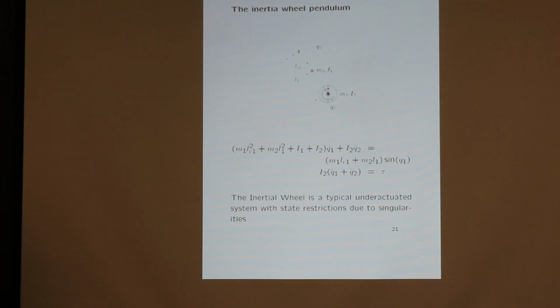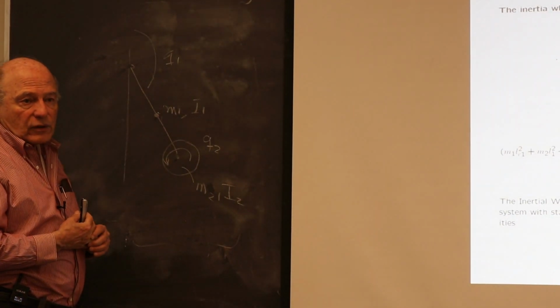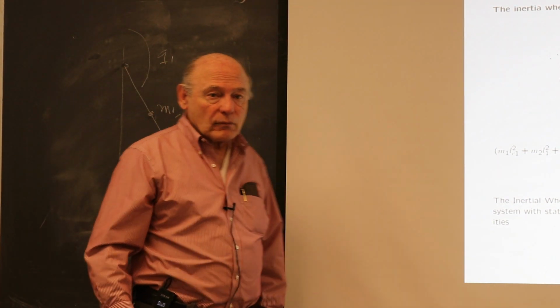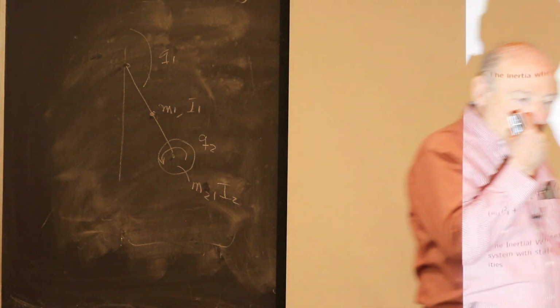You need one coordinate to describe this mass position, and you need another coordinate, the angular position, to describe the angular position of this wheel. So you have 2 degrees of freedom. And those 2 degrees of freedom give you 2 second-order differential equations which are coupled. So this is your system. And you have only one control. The control is the torque given to the wheel.